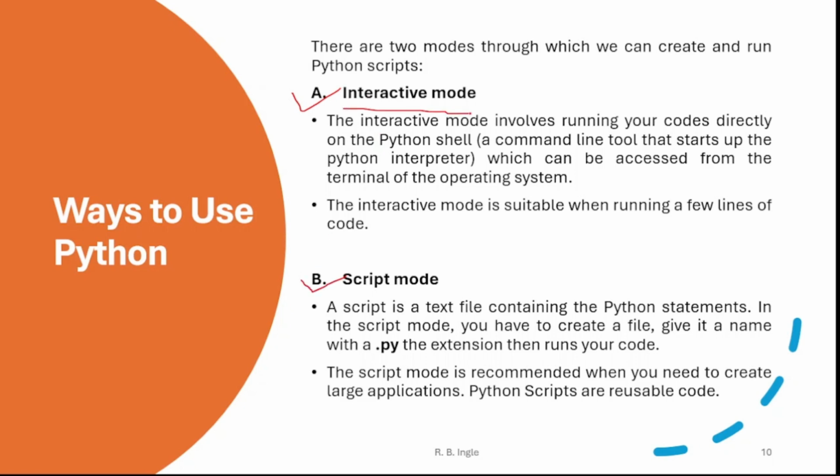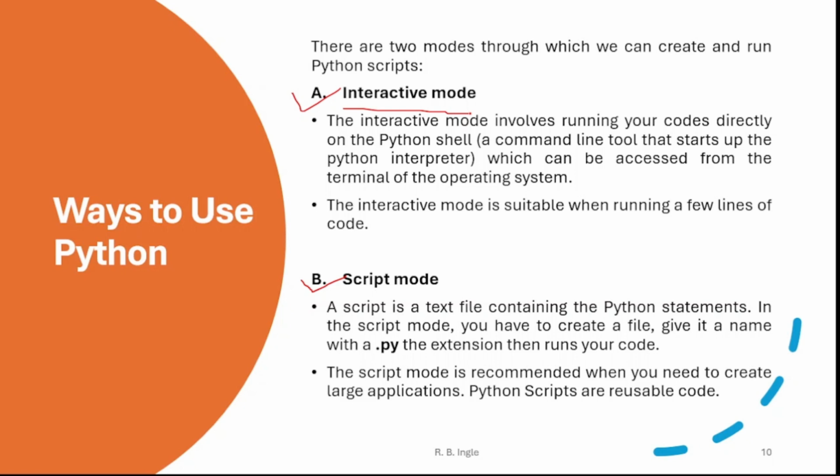Interactive mode is the mode in which we do the coding line by line. If we write one instruction, we execute it, we get the output. That type of programming is called interactive mode of programming. There we write a single line, we execute, we get the output. So line by line we are checking the output. That is called interactive mode of programming.